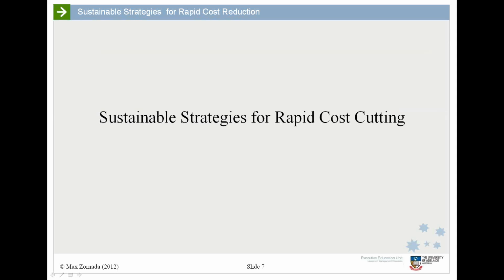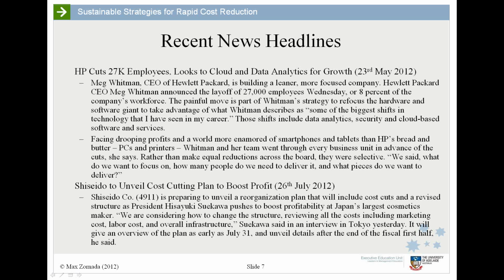Well, I guess the economic conditions of the last few years have led a lot of organisations to look at how they can make rapid improvements, particularly when it comes to rapid cost cutting. Just in the past week, in preparing for this webinar, I looked at a number of newspaper headlines on strategies that companies were using.